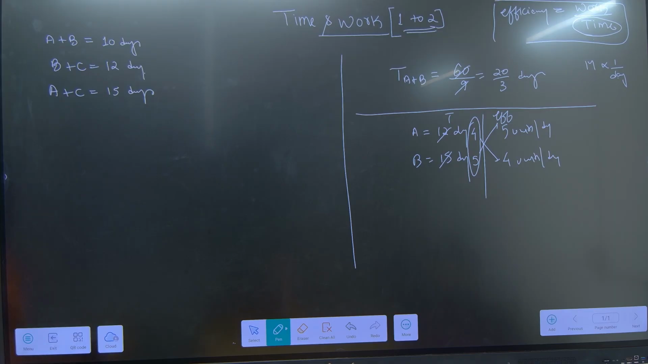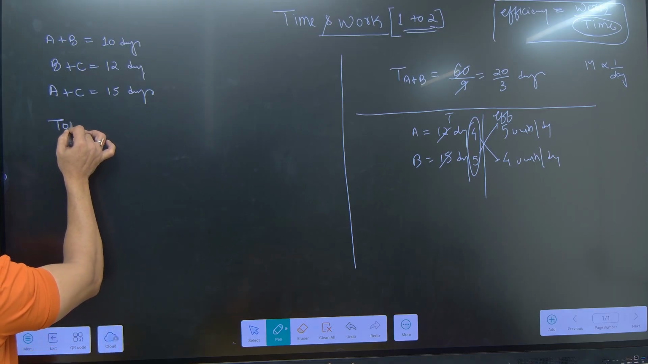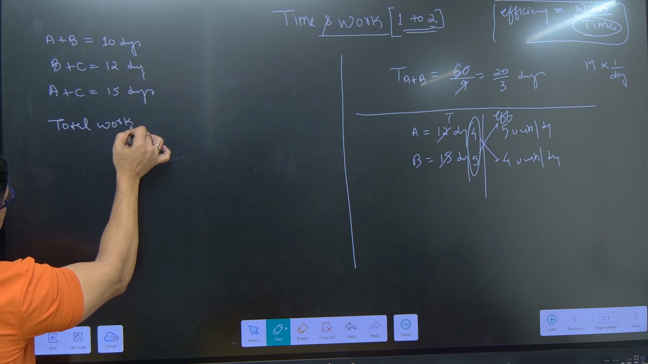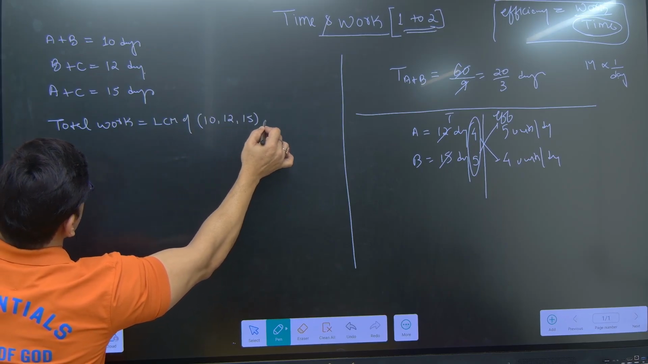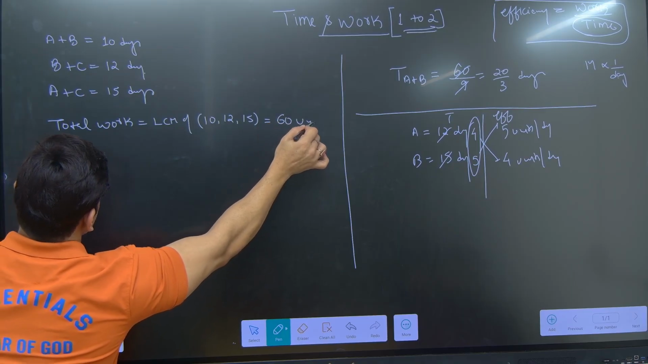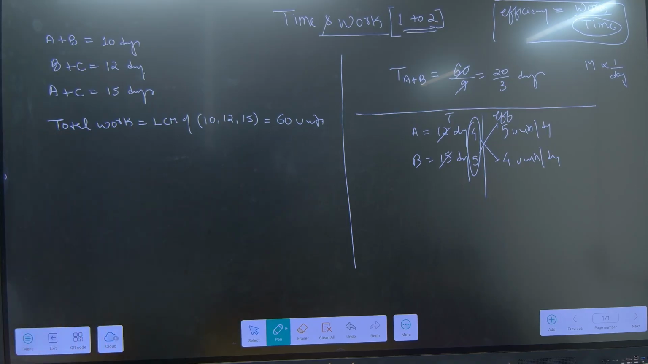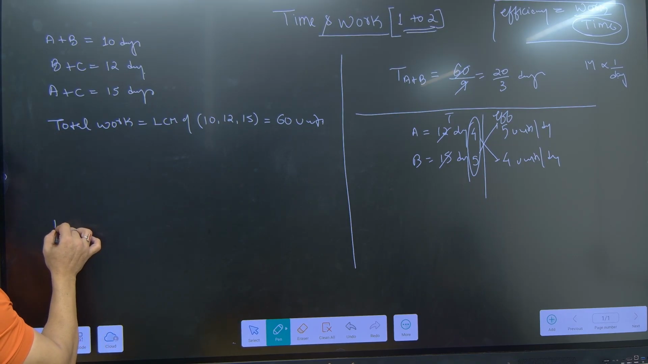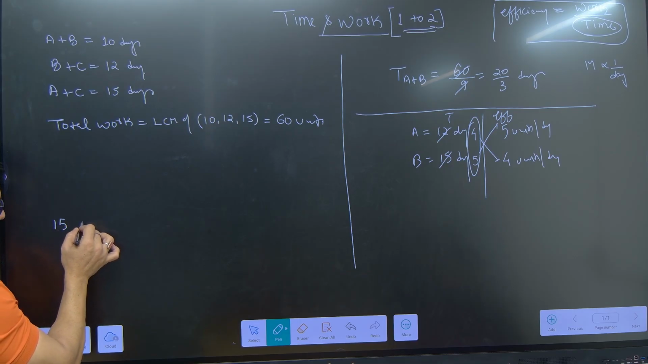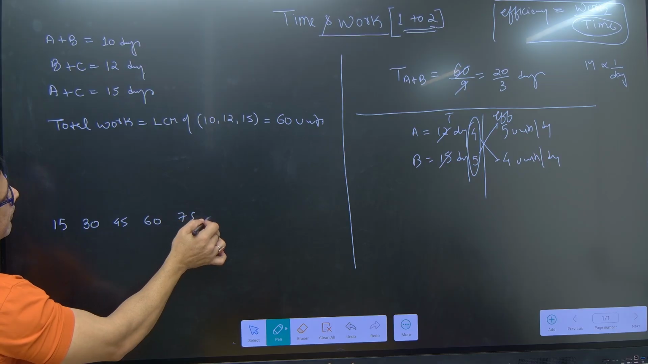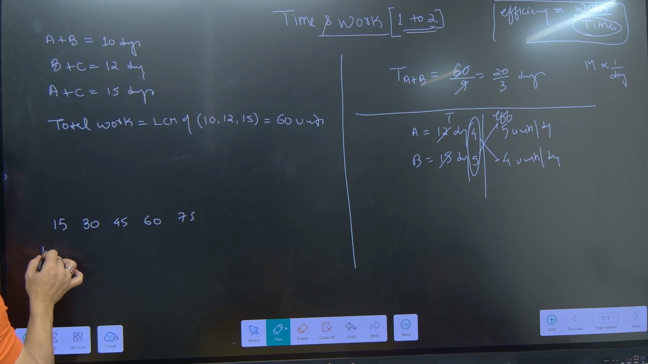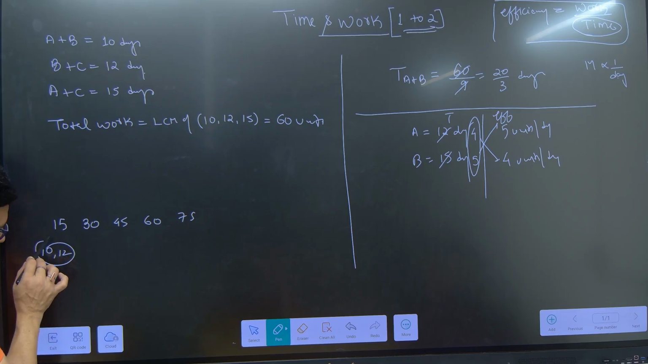But first, how to solve this question? So first, you have to find out total work. What is total work? It is LCM of 10, 12 and 15. With the same logic, LCM will be 60 units, same method. Suppose you have a problem finding the LCM, what is the biggest number? 15. Write the multiples of 15, 15, 30, 45, 60, 75 and so on. And what are the other two numbers? 10 and 12. Check whether this number is divisible by 10 or 12. Both not divisible. This cannot be the LCM.